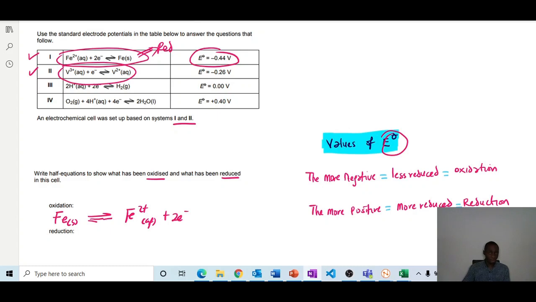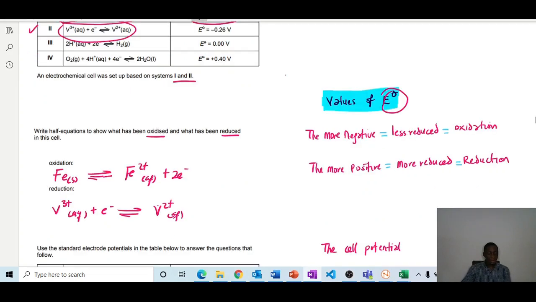Now the next one is reduction. Definitely, it is the values that we have here that we are going to make use of, just like that. So we have, now, if you look at these half cells, you will see that the number of electrons on the two half cells are not the same. But because it is a redox reaction, if you have 2 electrons lost from one side, 2 electrons must be gained on the other side.